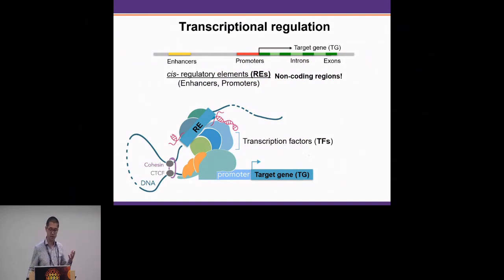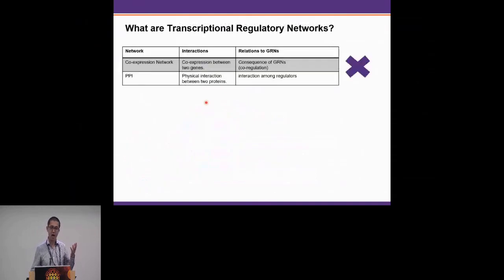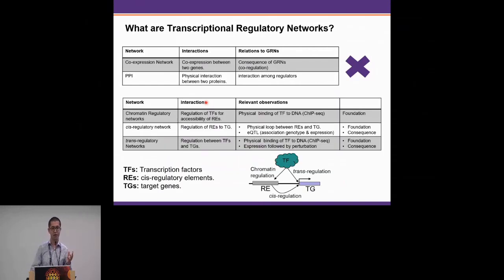Then if you look at the network, for this audience, I think I don't need to explain too much about the difference between co-expression networks, gene regulatory networks and protein-protein interaction networks. For the transcriptional regulatory network, there are three types of nodes, and thus three types of edges. Here TF, RE, and TG are the three nodes. And the three edges: TF regulates accessibility of the RE, which we call the chromatin regulatory network, discussed in previous talks. RE regulates gene, which is the cis regulation, also discussed. And TF regulates TG, which is the trans regulation.